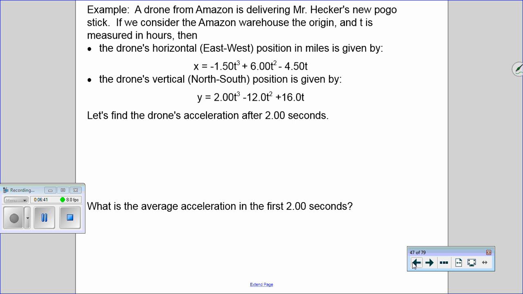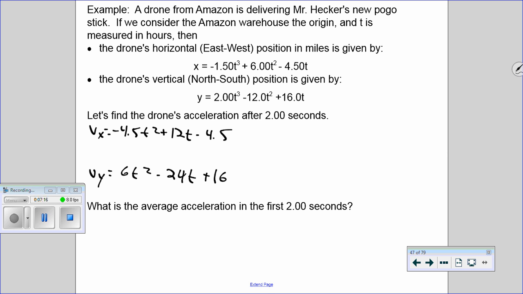Okay, so let's go through and calculate some stuff. Yesterday we found the velocity as a function of time. I don't remember what it is, so I'm just going to do it real quick. So our x velocity is going to be negative 4.5 t squared plus 12t minus 4.5. And our vertical velocity is 6t squared minus 24t plus 16, right?